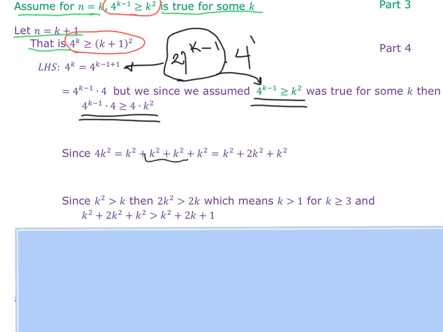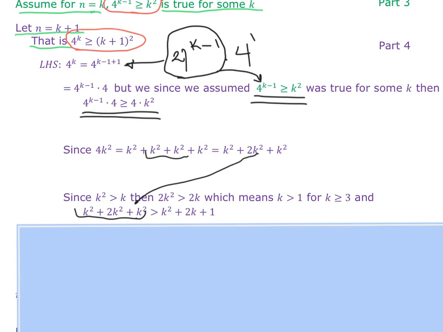So working with just the 4k squared side, we knew that 4k squared is equal to this. So this is what 4k squared is equal to, and then we get it from here, right? Then we know that that individually, piece by piece, has to be greater than k squared plus 2k plus 1, because each piece individually is greater than the other piece. So that has to hold true all day long, okay?